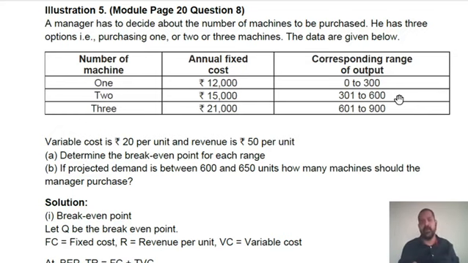Similarly with the third, why would I buy 3 machines? Because the first 2 are running at full capacity. So 300, 300, 600 units are made. Now whatever extra capacity I require will be fulfilled by the third machine, which is 601 to 900 units. The variable cost is rupees 20 per unit and the revenue is rupees 50 per unit. A. Calculate the break-even point for each range.